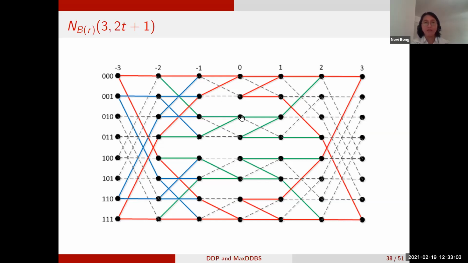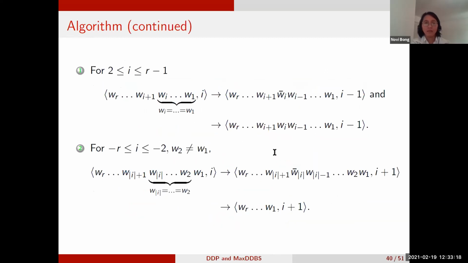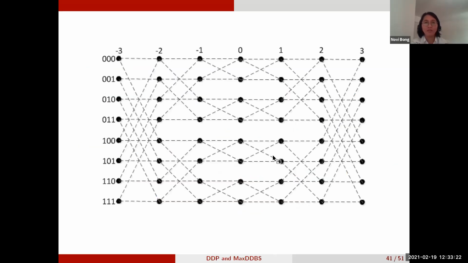So I can show you. This is the graph of maximum degree 3 and diameter 7 in this case. This is the algorithm. It's a bit complicated notation-wise, but I can show you on the picture how it grows.